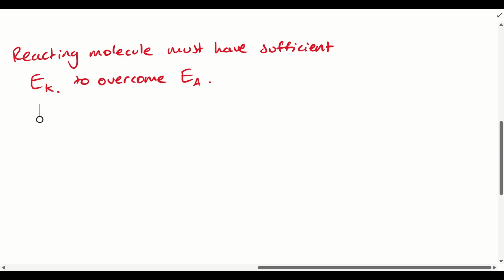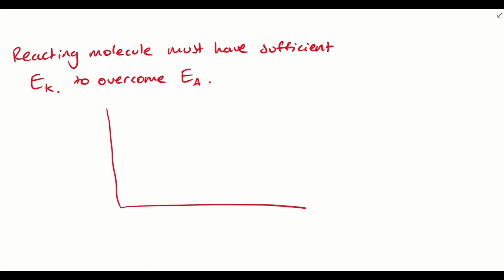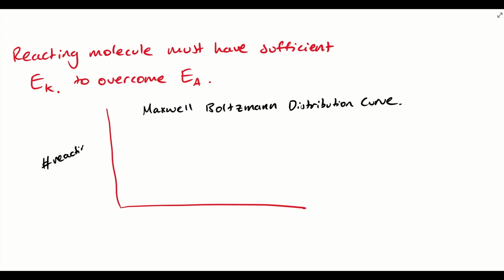So let's take a look at this in more detail. Let's say that we've got this graph here like this. And this is what we call a Maxwell-Boltzmann distribution curve. What this tells us is it has the number of reacting particles on the y-axis. And on the bottom here, it has the particles' kinetic energy. And our graph looks something like this. Now, don't freak out at first. We will go through it in a little bit more detail.